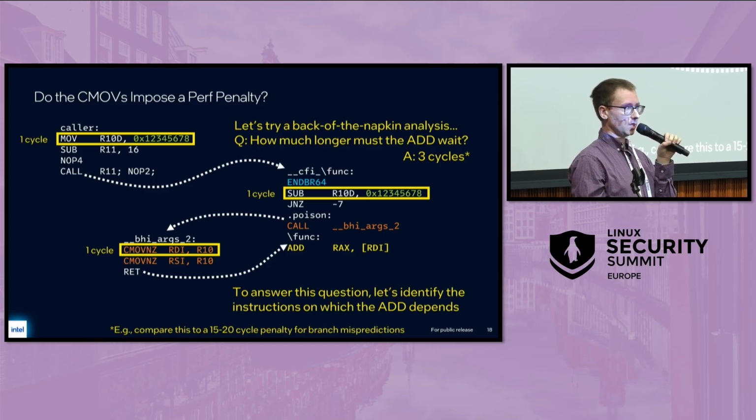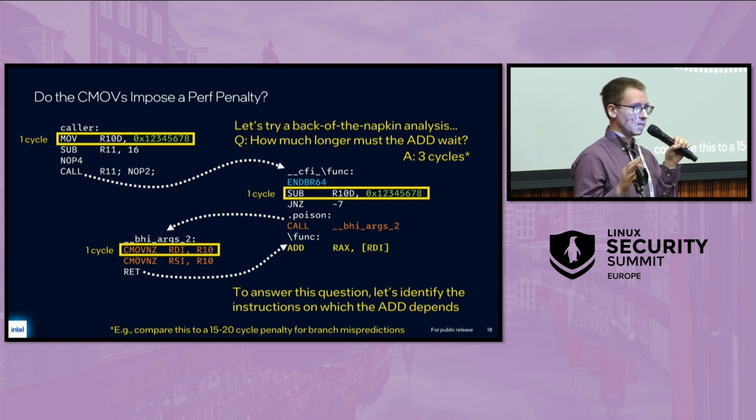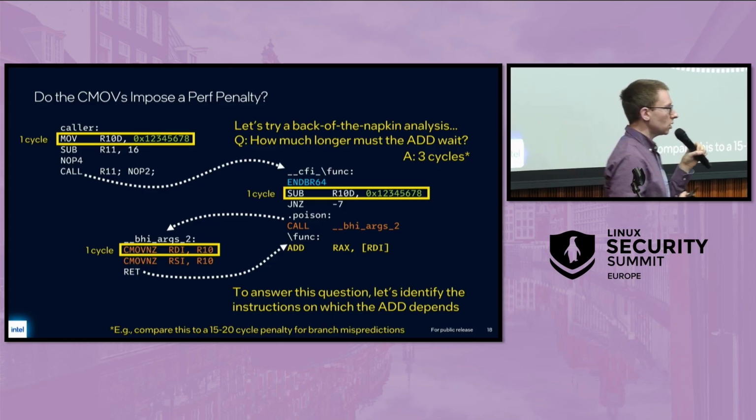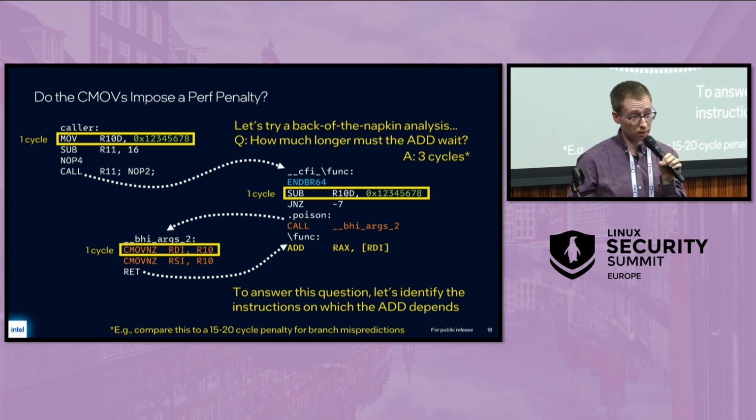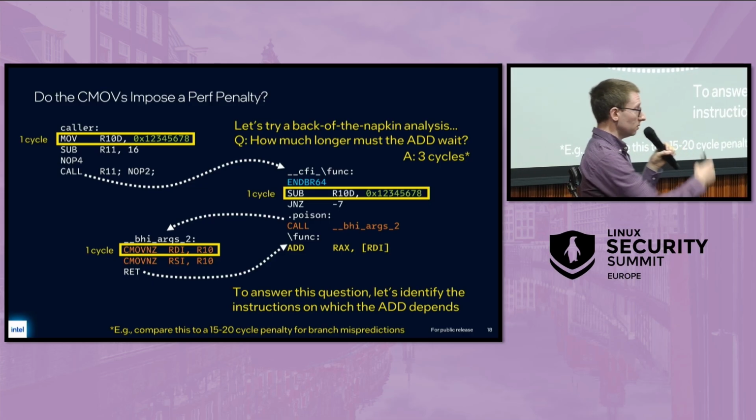But 3 cycles is sort of meaningless without any context. So if we compare this to some of the other hardware mitigations that Sebastian mentioned earlier, some of them will cause more mispredictions to occur. And mispredictions are quite a bit more expensive than 3 cycles.